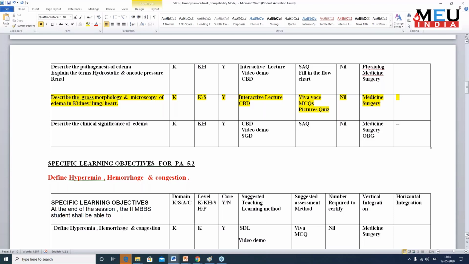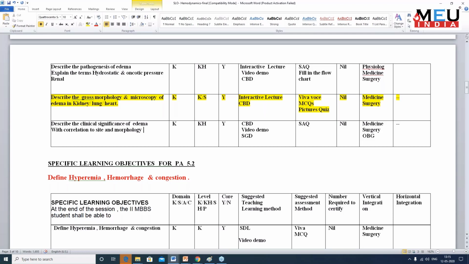Can we just rephrase it and add clinical significance with correlation to site and morphology? Because site like pedal edema, periorbital edema, and morphology. Can we just make this a bit more specific? Okay. Yes, more specific.